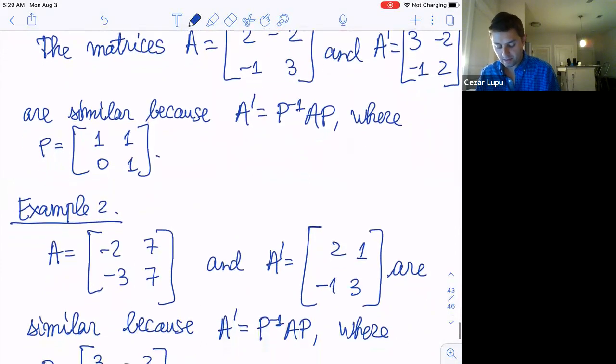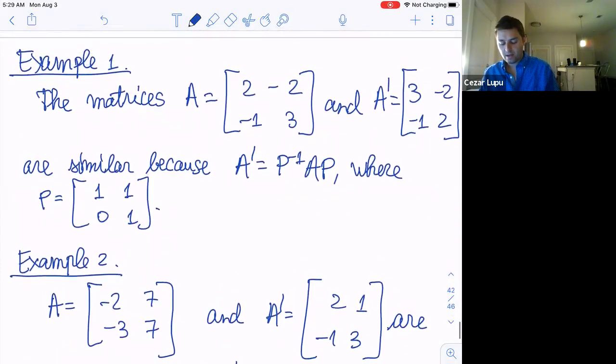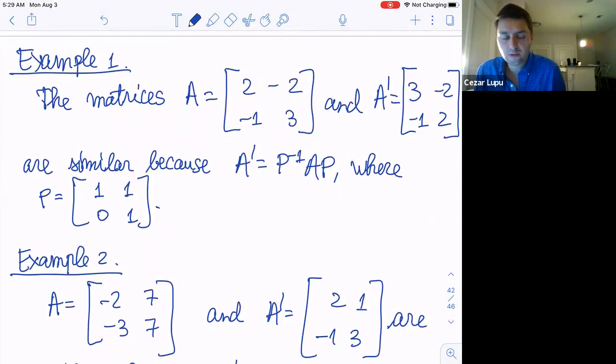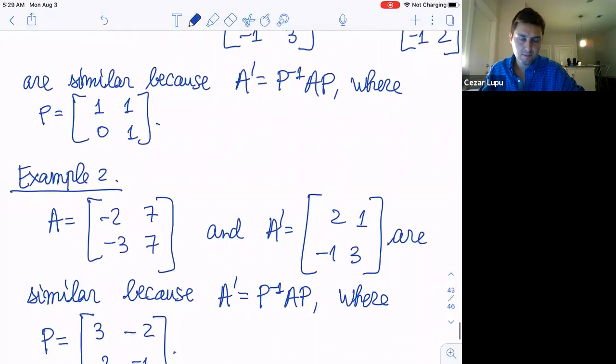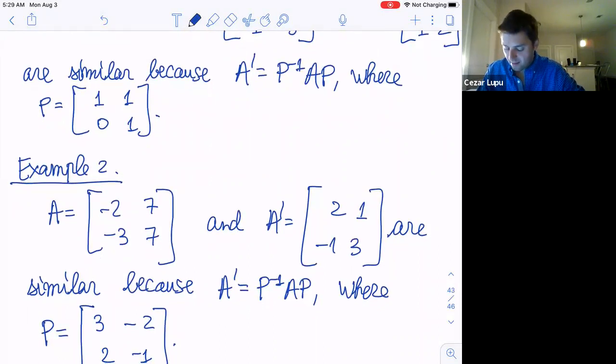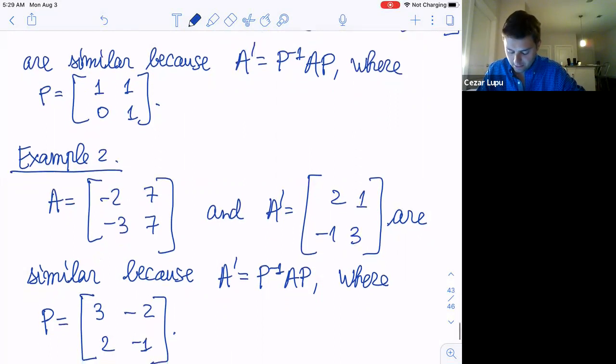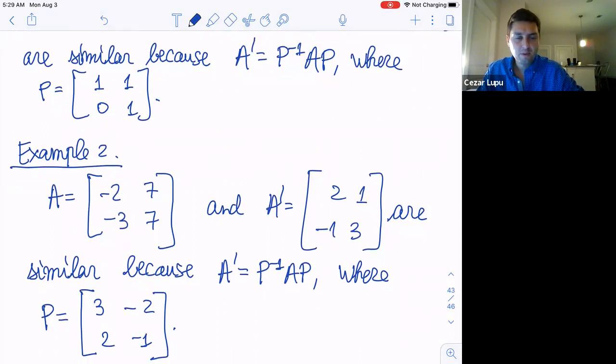Then now let's go back to example number 2. Again, we have seen those two matrices A and A prime. A is given by -2, 7, -3, 7, and A prime is 2, 1, -1, 3. Again, these two matrices are similar because, by the same token, there exists this invertible matrix P, which is given by 3, -2, 2, -1, such that A prime is P inverse times AP.